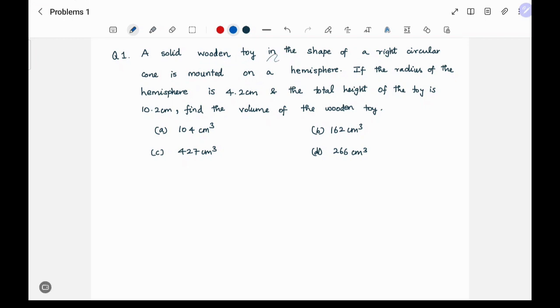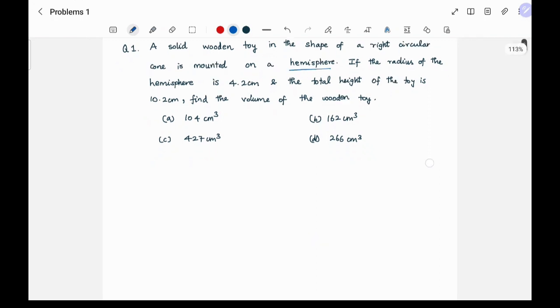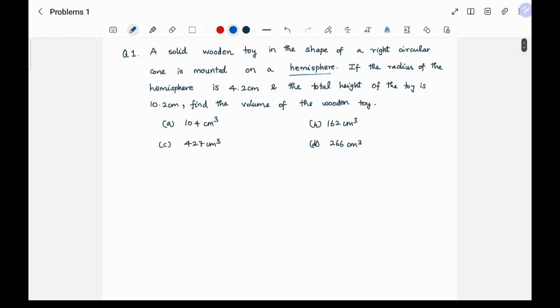A solid wooden toy in the shape of a right circular cone is mounted on top of a hemisphere. If the radius of the hemisphere is 4.2 centimeter and the total height of the toy is 10.2 centimeter, find the volume of the wooden toy. So hemisphere is nothing but half of the sphere. If you cut the sphere into half, it will become hemisphere. So it is said that the right circular cone is mounted on top of the hemisphere.